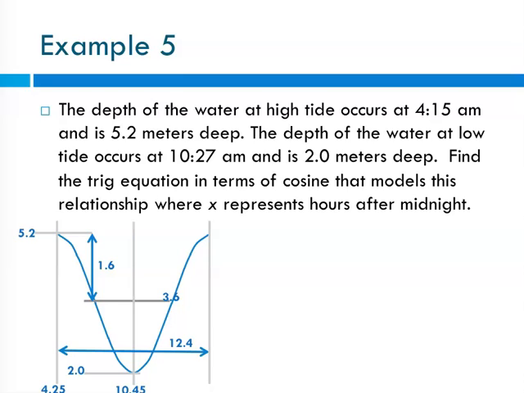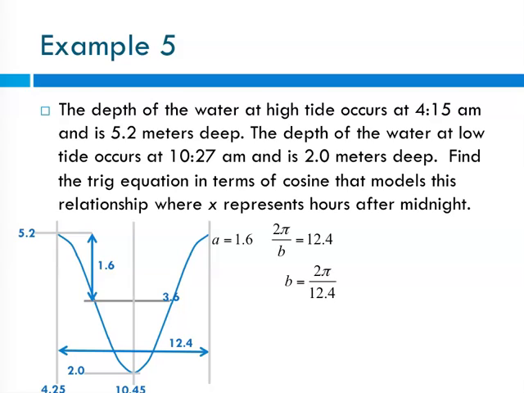Okay, now we actually have all we need to come up with the equation. So we said the amplitude is 1.6. Now the period we said is equal to 12.4. So 2 pi over b equals 12.4, which means b is equal to 2 pi over 12.4. Now you can feel free to simplify that if you like, but you can leave it as 2 pi over 12.4 as well.